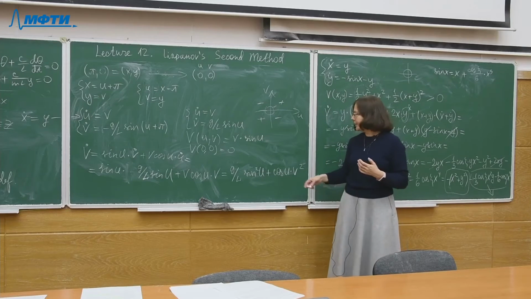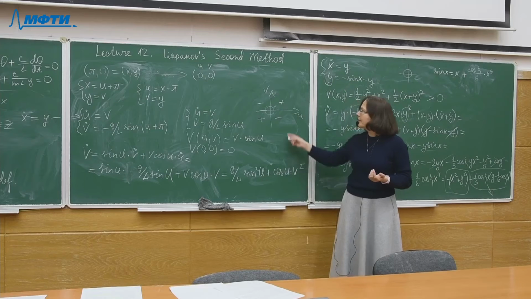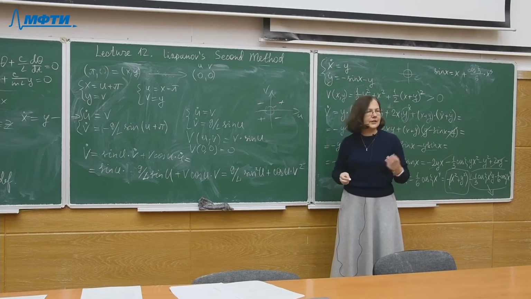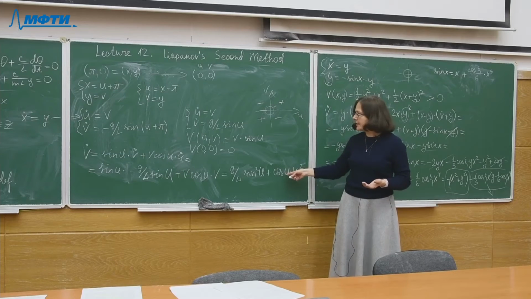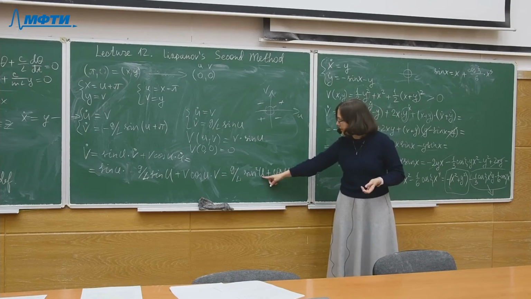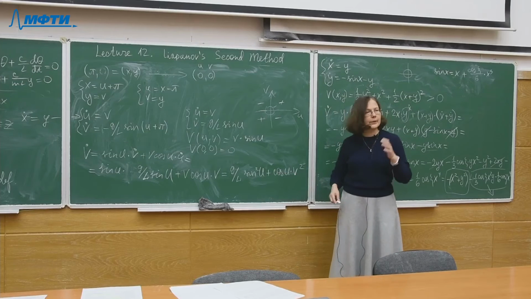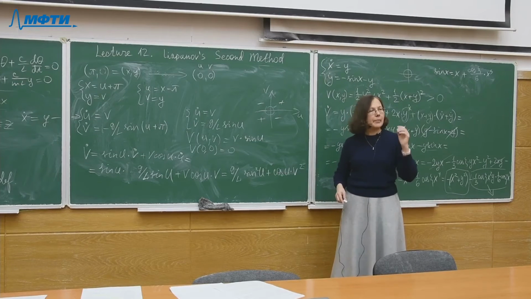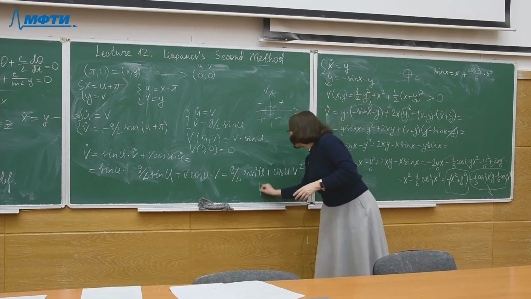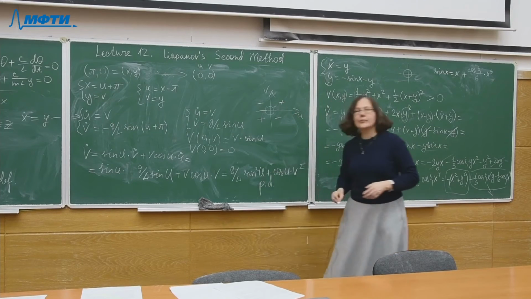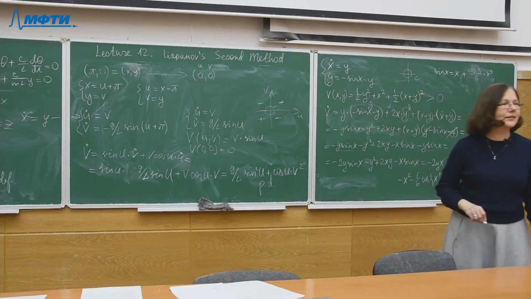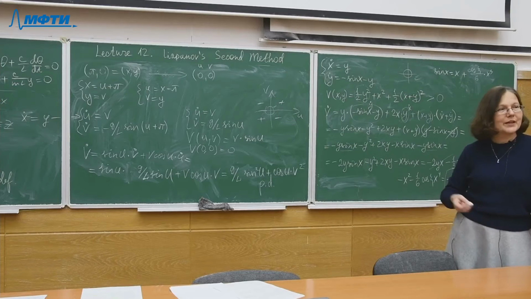It can be 0 near the origin, and it can't be negative. And if we substitute 0 for u and 0 for v, we will get 0. So it is positive definite, and then we can apply Lyapunov's instability theorem with this function.